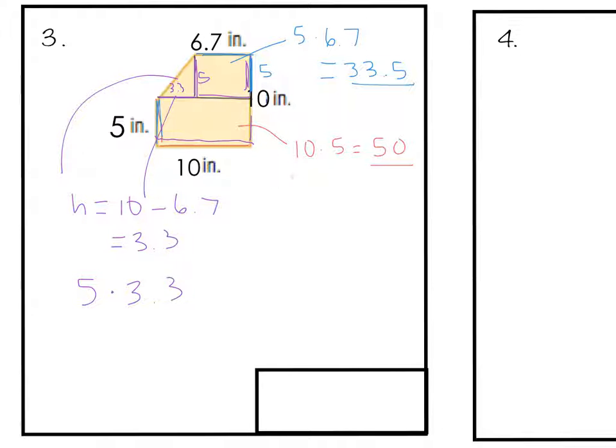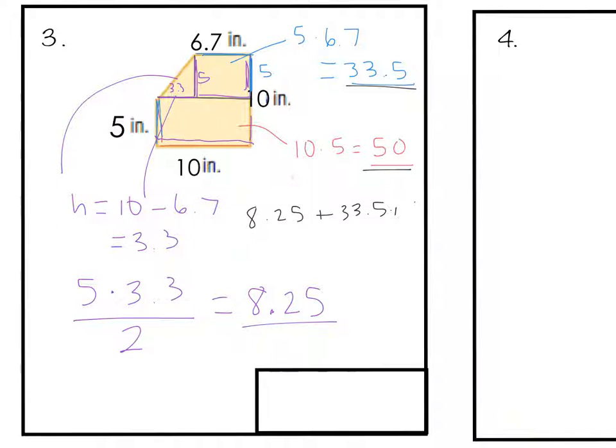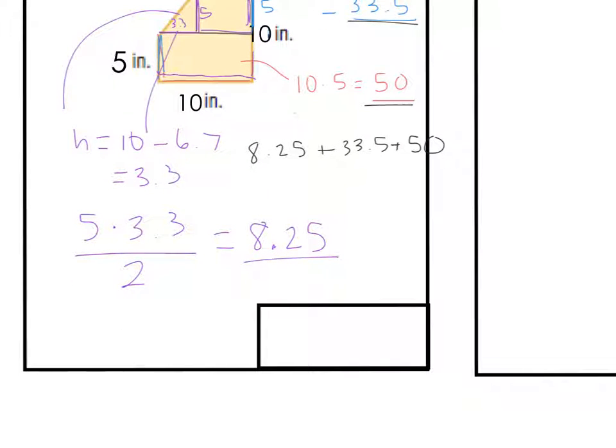So 5 times 3.3 divided by 2 will give me 8.25. So I have my triangle right there, and I have my other 2 rectangles, which I underlined right here and here. So to find the area of this entire composite shape, I take 8.25 plus 33.5 plus 50, and that will give me 91.75 inches squared. So let me write this answer right here, 91.75 inches squared.